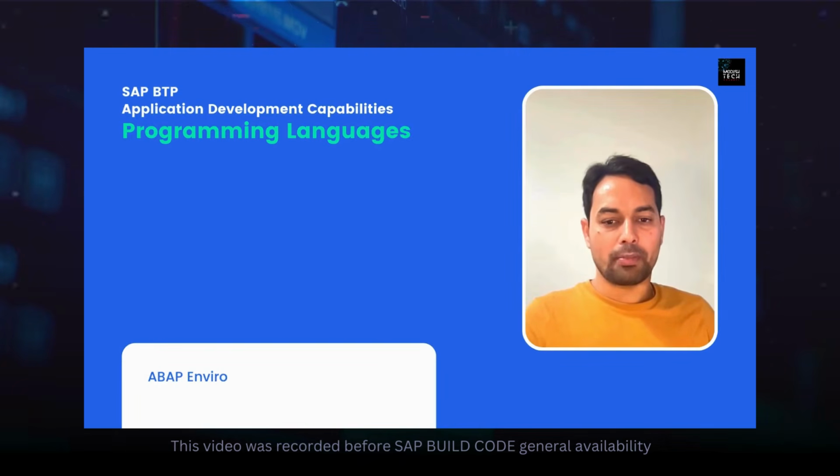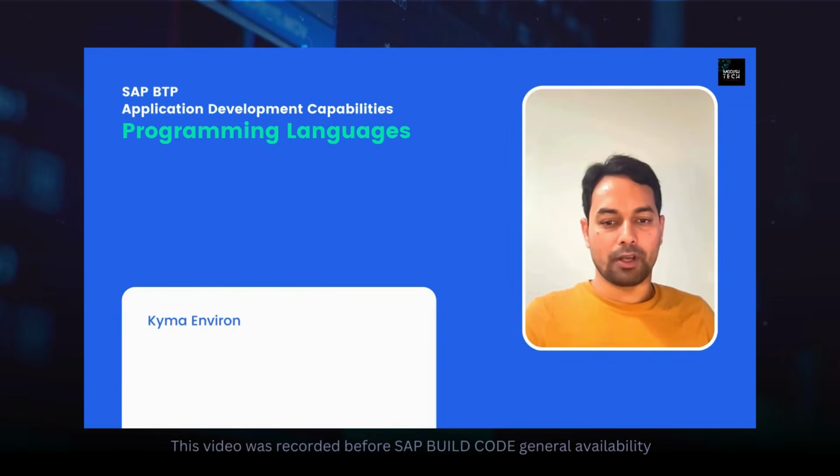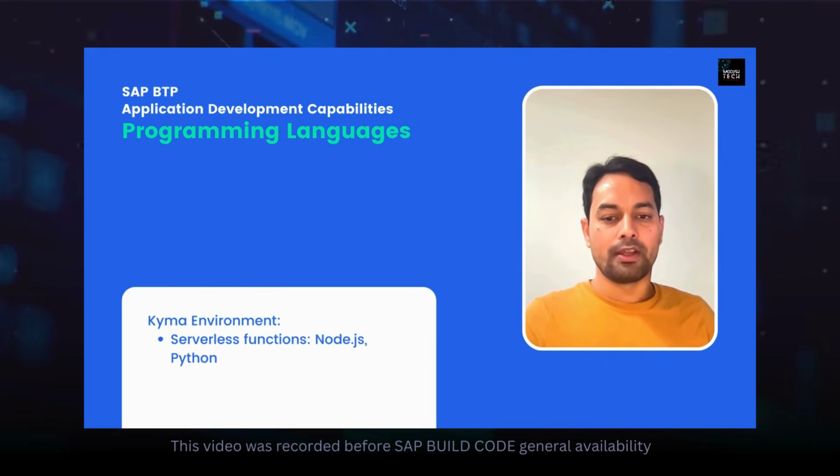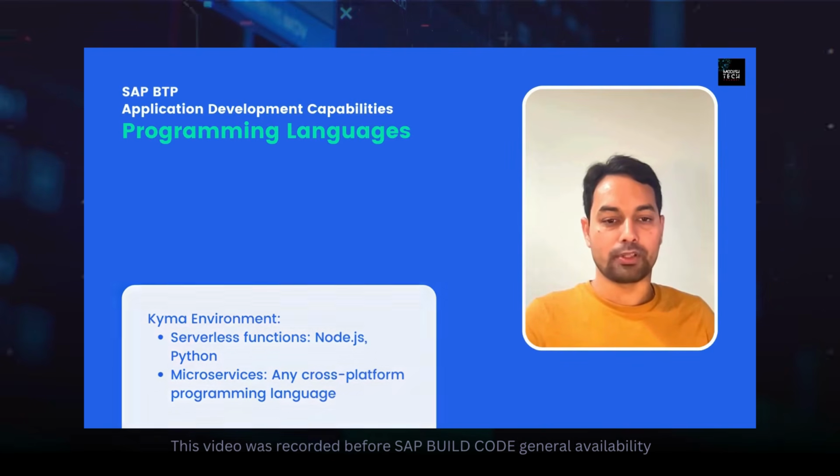In terms of ABAP environment, you have ABAP Cloud. So you can do all your development with a lighter version of ABAP, which is available in the cloud. And lastly, the Kyma environment, where you can do serverless functions in Node.js or Python. And you can even do microservices, where any cross-platform programming language would be supported.